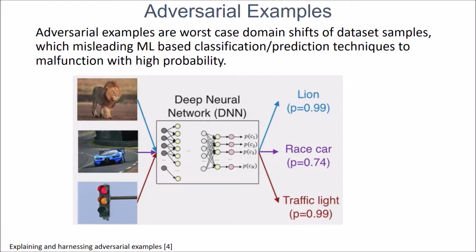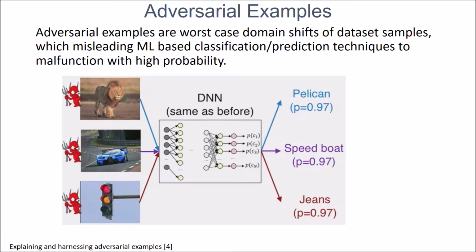For example, this is a machine learning system which is performing classification between three classes. For the case of lion, it is giving us 0.99, then for the car it is giving a certain probability, and the traffic light it is classifying with a certain probability. So when I introduce noise in these pictures, or introduce a domain shift or adversarial perturbation in these images, they'll start classifying these images into another class with very high probability. Like for the case of lion, we can see that this is a lion at the input side, but it is classified as a pelican with probability of 0.97, or this is a racing car, but it is classified as a speedboat with probability of 0.97.